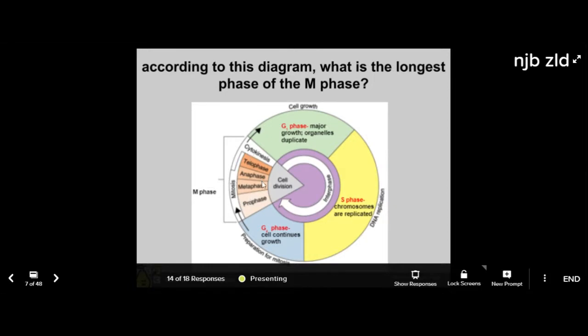So in that case, you've got to really read these questions. Look at diagrams carefully, and that's what we're trying to help you do, so you can ace the SOL later.